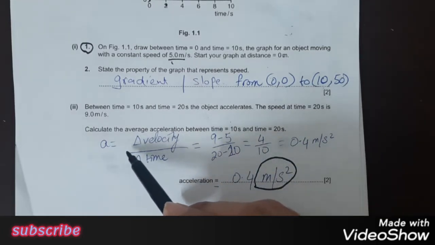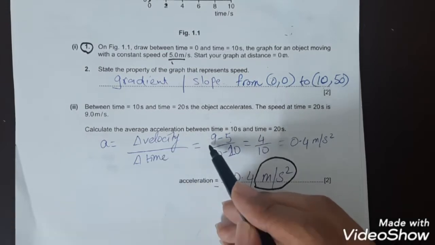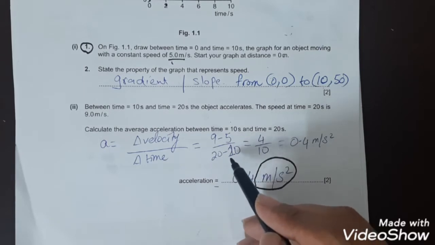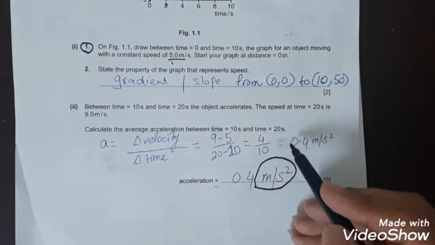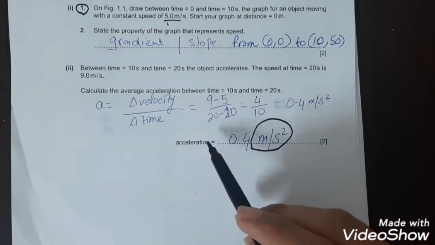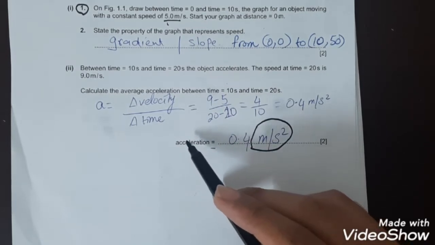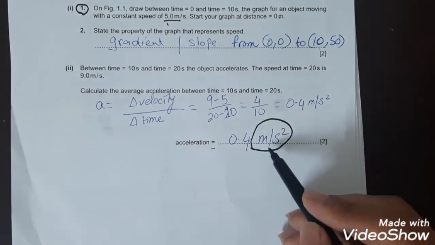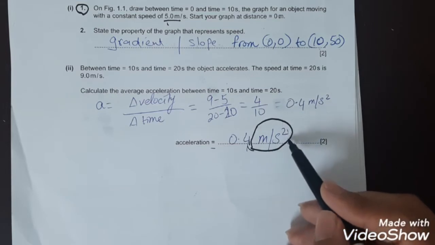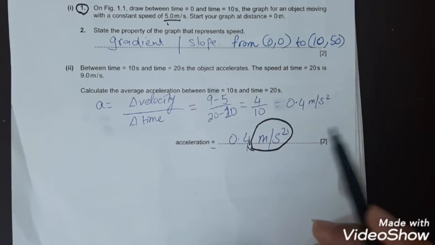So the acceleration is equal to change in velocity divided by change in time. Change in velocity is new speed minus old speed, which is 9 minus 5, divided by new time minus old time, which is 20 minus 10. That is 4 divided by 10, and the acceleration is 0.4 meters per second squared. So the final answer for part 2 is 0.4 meters per second squared, and it is important to put the unit in which you are measuring the answer. So we will write 0.4 meters per second squared.